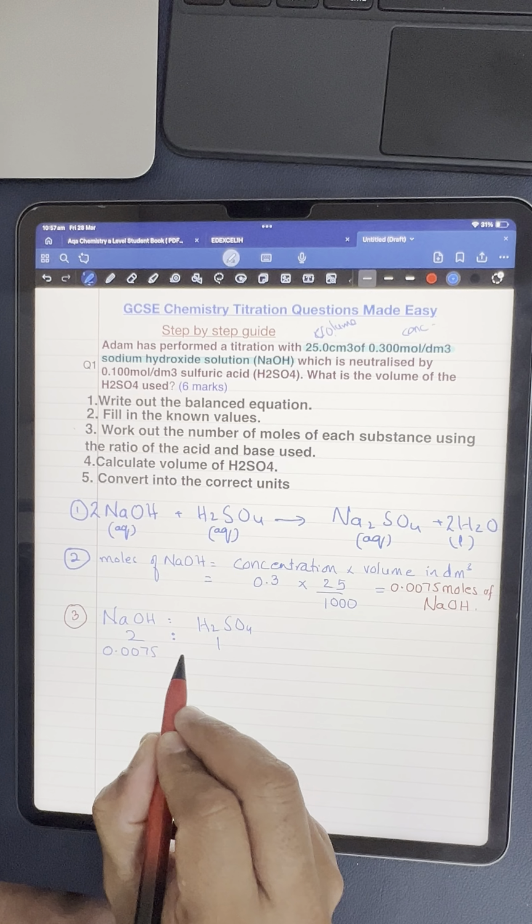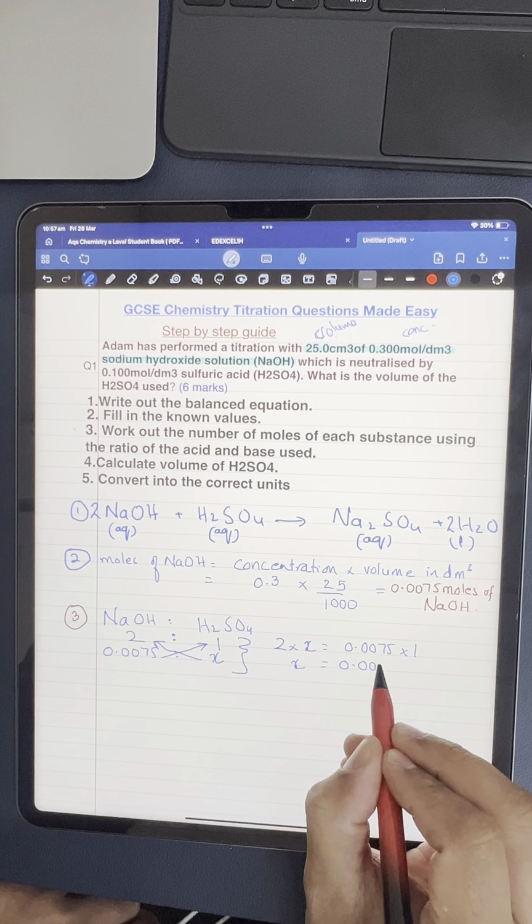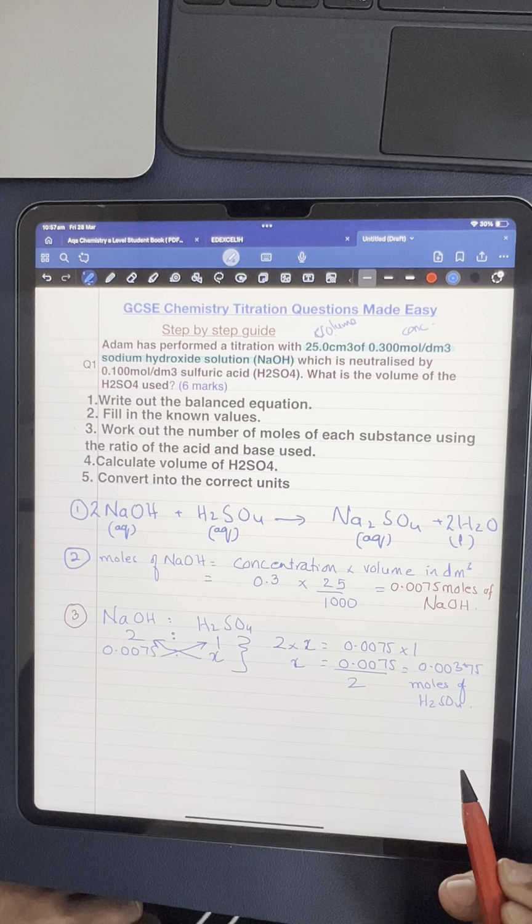Once you get to this point, you cross multiply. So 2 multiplies with an X and 0.0075 multiplies with a 1. It will look like this. 2 times X equals 0.0075 times 1. Now 2 is being multiplied on this side. If I take it to the other side, it will divide. And the answer will be 0.00375 moles of H2SO4.